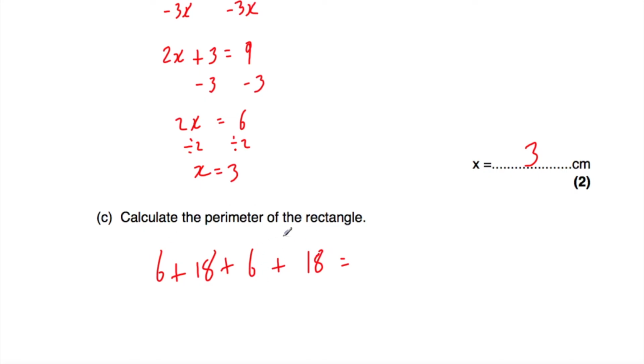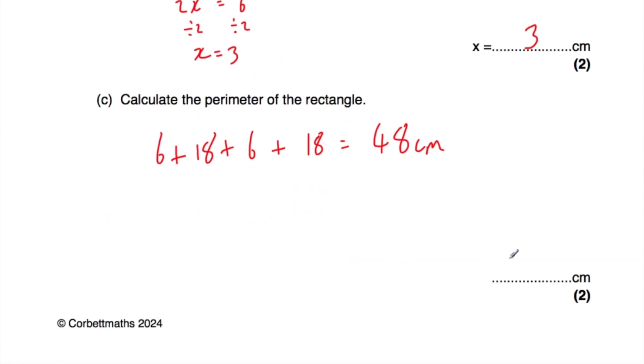So we've got 24 plus 24, and that's equal to 48. So 48 centimetres. Alternatively, you could have done 18 plus 18 is 36, plus 6 is 42, plus 6 is 48, and so on. So the perimeter of the rectangle is 48 centimetres, and that's it.